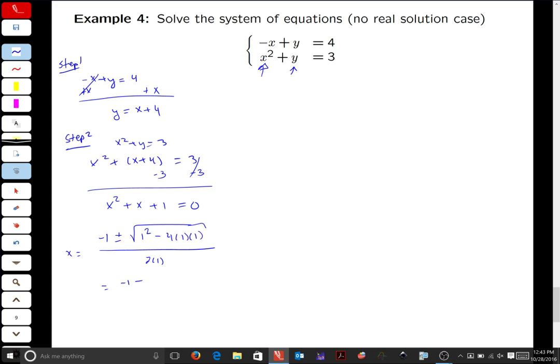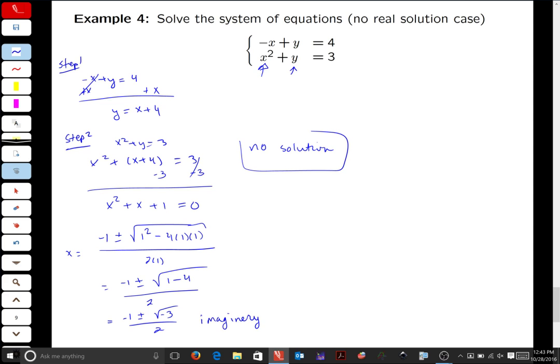So let's simplify. What's 1 squared? 1. 4 times 1 times 1? 4. 1 minus 4. Is that a real value? No. This is imaginary. I'm only looking for real solutions here, so there's no solution. I was looking for real solutions. In this case, there's no solution. Okay.